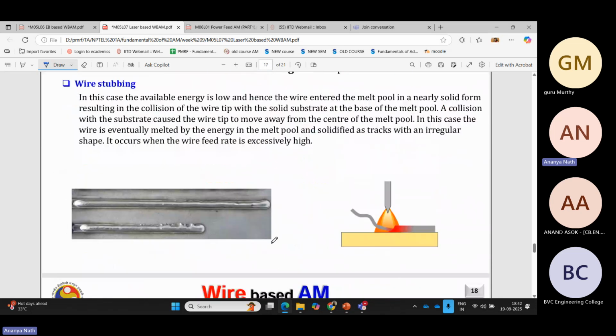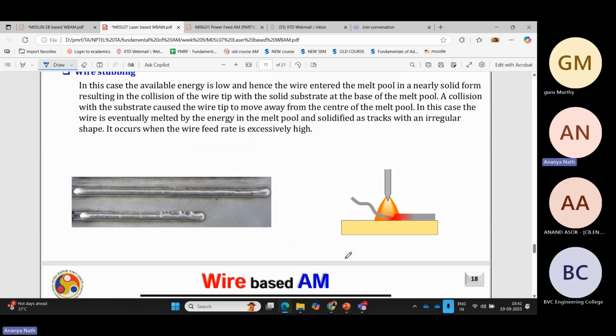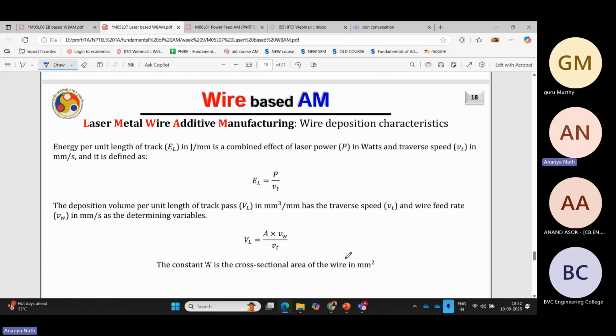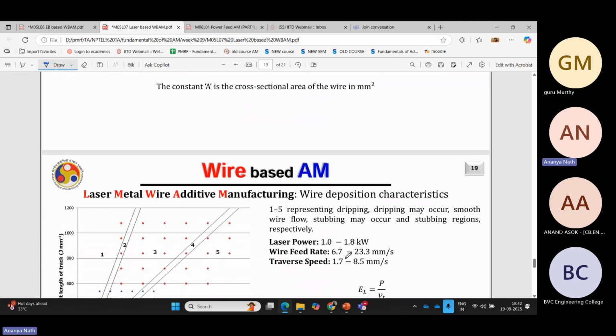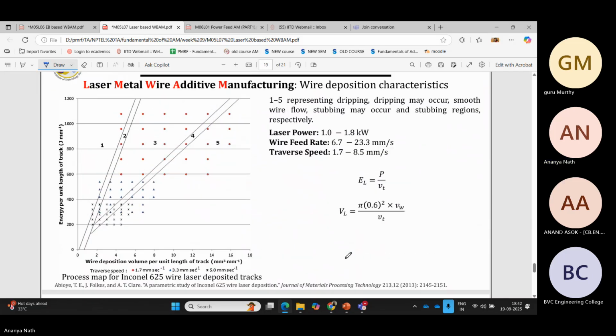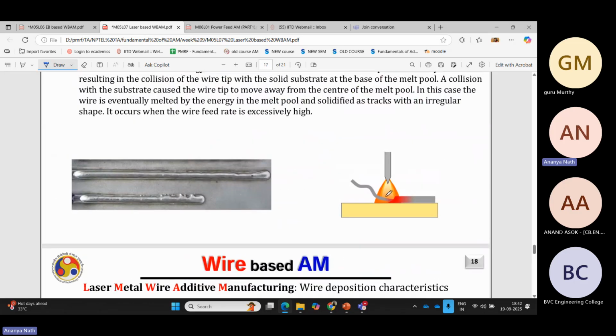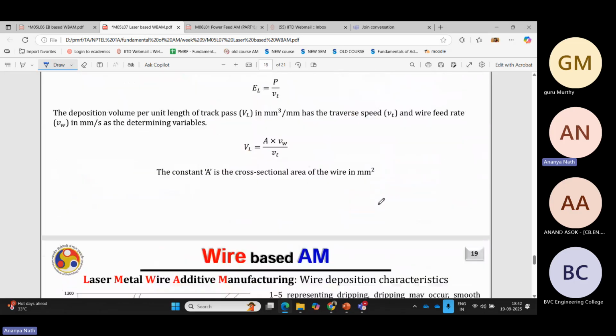It should not happen that your wire feed rate is so high that your deposition rate is not that high. So your wire is getting buckled or broken in the printing, and your deposition is not proper.